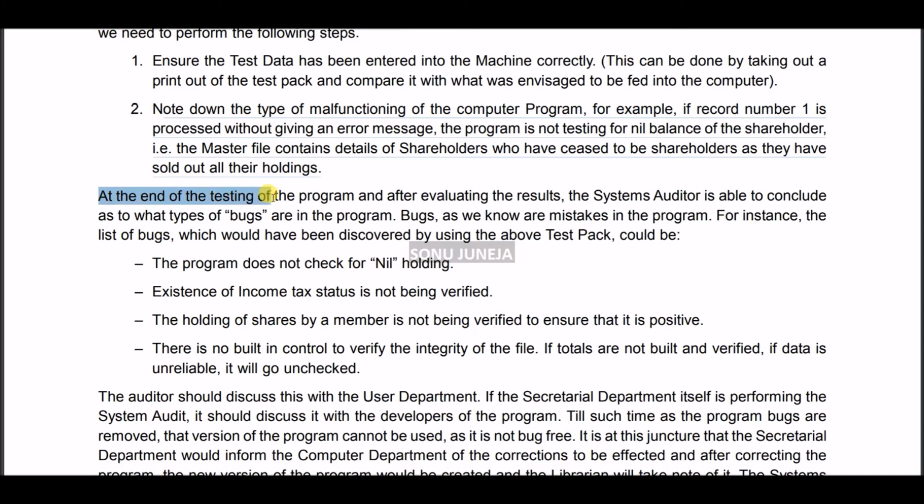Now at the end of the testing of the program and after evaluating results, the system auditor is able to conclude what type of bugs, basically issues, are in the program. So bugs, as we know, are mistakes in the program.